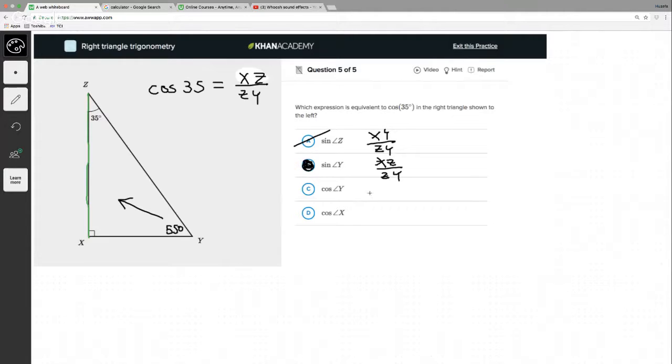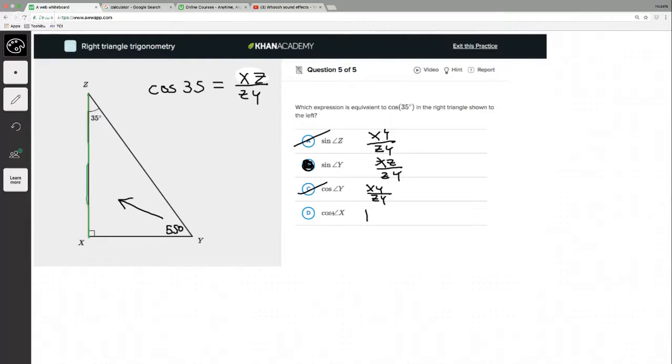But let's keep going. Cosine of Y is adjacent, which is XY, over hypotenuse, which is ZY. No. And cosine of X, cosine of X is 1, actually. Cosine of X is 1 because, no, wait, is it 1? I can't remember. No, sine of X would be 1. Cosine of X, gosh, what is it? Cosine of 90, I think, is 0.